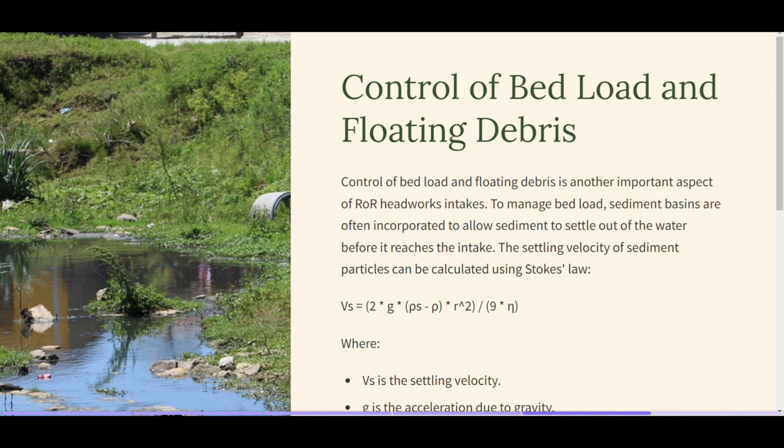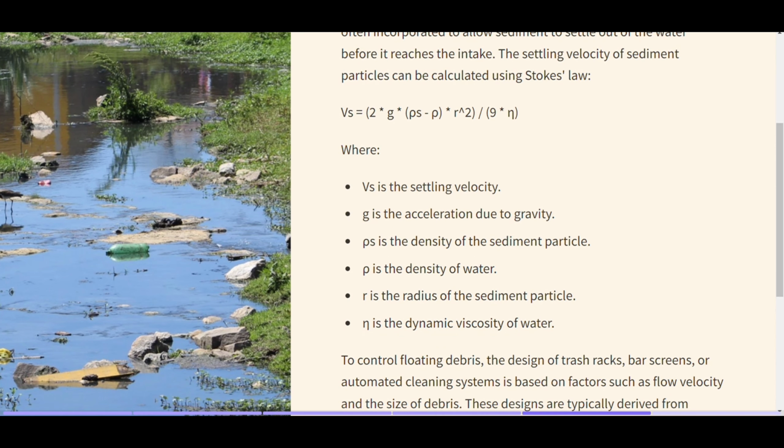To manage bed load, sediment basins are often incorporated to allow sediment to settle out of the water before it reaches the intake. The settling velocity of sediment particles can be calculated using Stokes' law, as shown below, where v is the settling velocity, g is the acceleration due to gravity, ρs is the density of the sediment particle, ρ is the density of water, r is the radius of the sediment particle, eta is the dynamic viscosity of water.